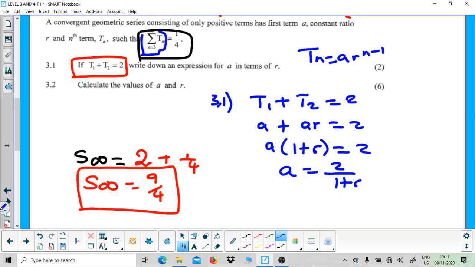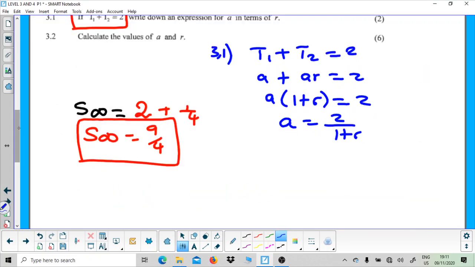Now, after you get this expression in 3.1, to get 3.2, you were supposed to now calculate the values themselves of A and R. So to calculate the values of A and R, you may have to now use both this thing that we just figured out and that. So sum to infinity, who remembers the formula for sum to infinity? A over 1 minus R is equal to 9 over 4. So find an expression that works for you.